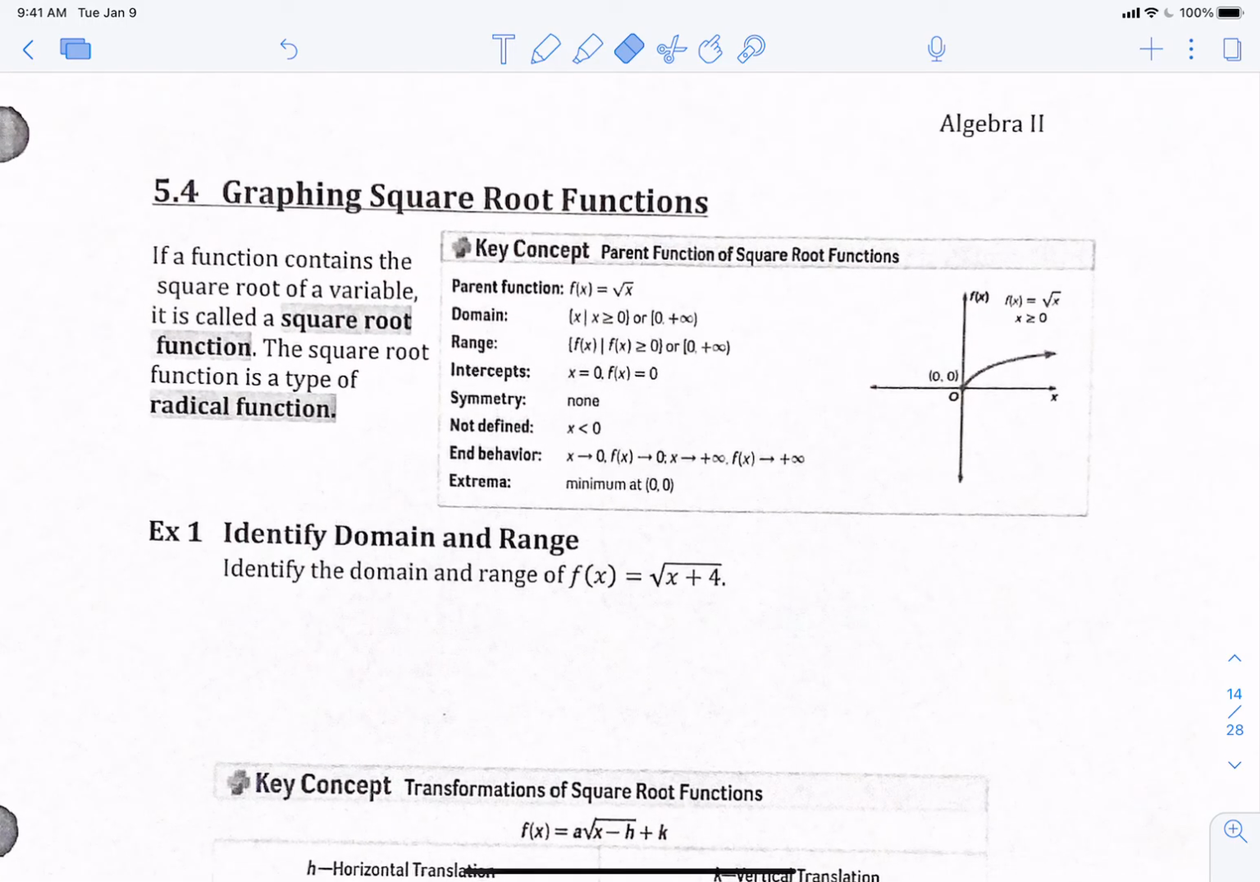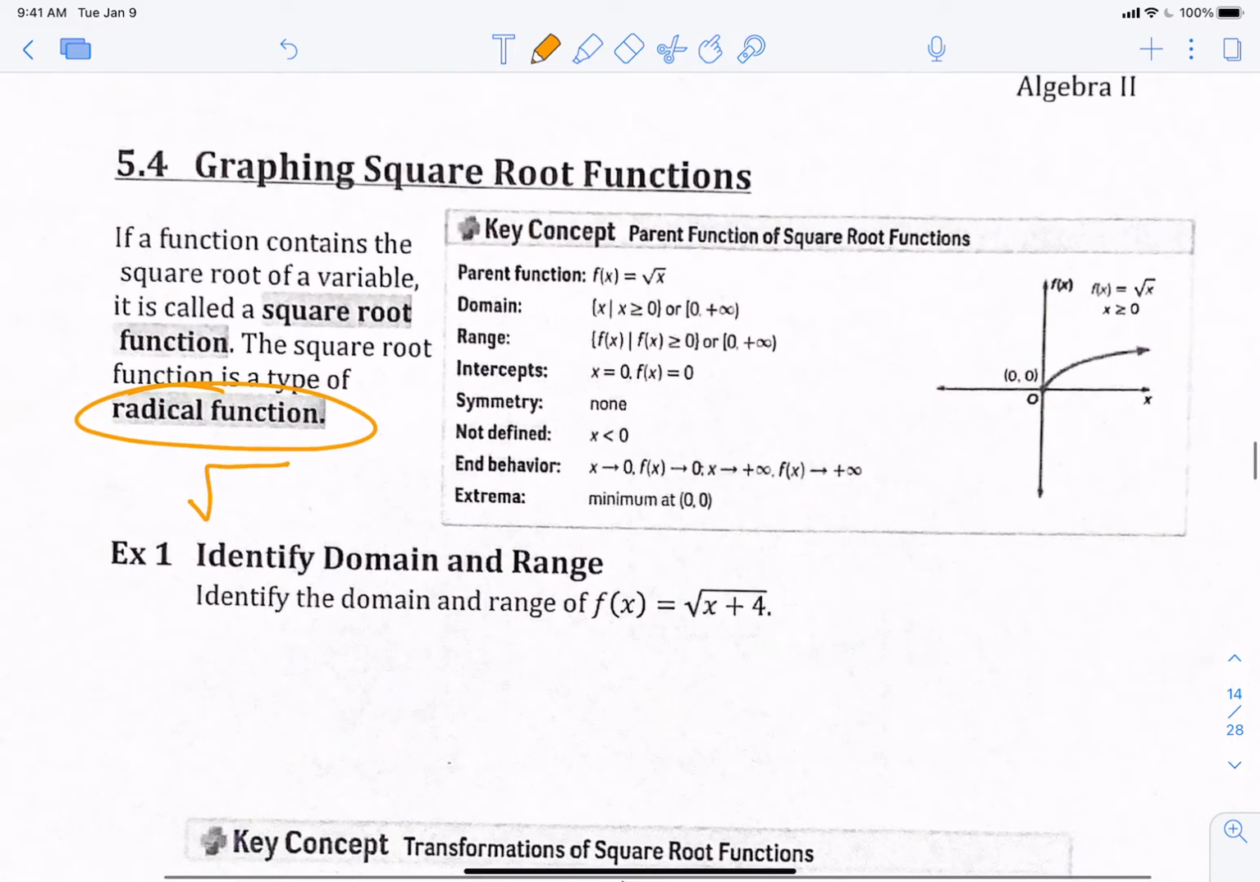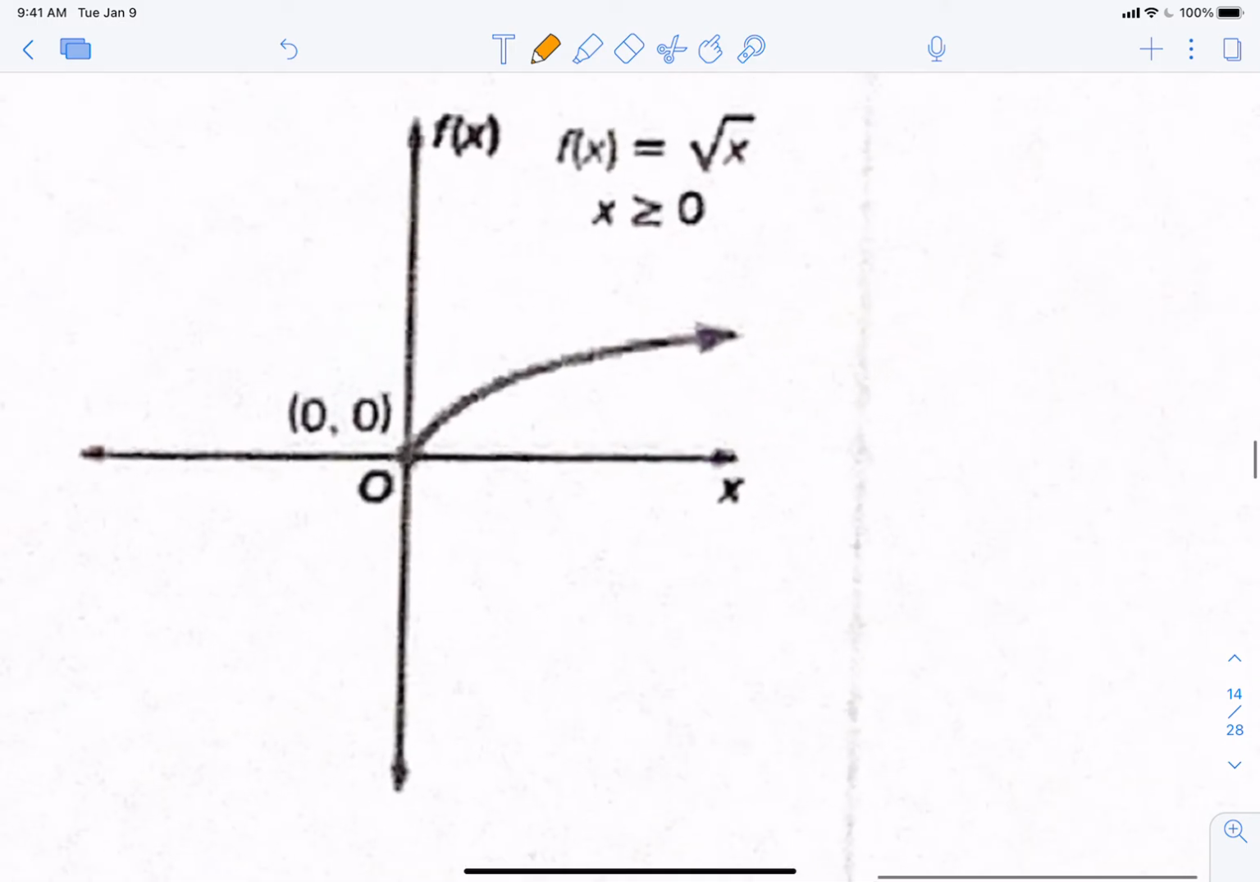So, this is the notes for section 5.4, which is graphing square root functions. They will sometimes refer to square root functions as a radical function. So this word that they say right there, they call it a radical function because this symbol right here is a radical symbol. Like square root is a radical symbol. So square root functions or radical functions, we're just graphing things like y equals the square root of x, which looks like this when you graph it.